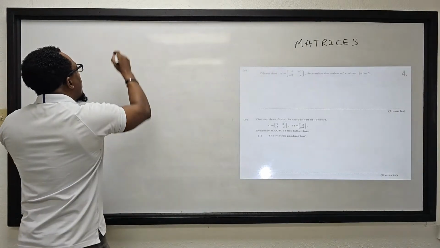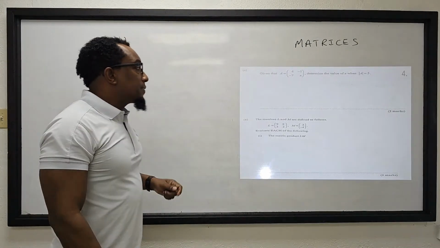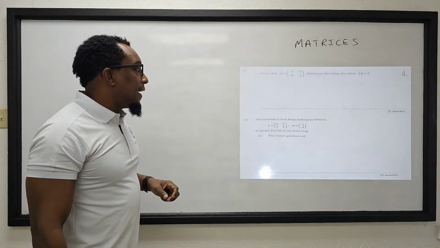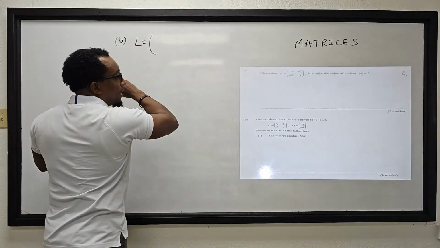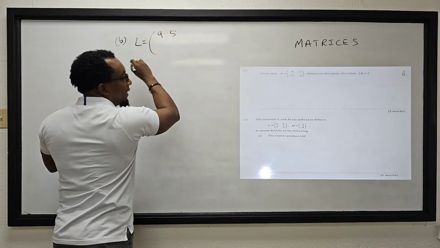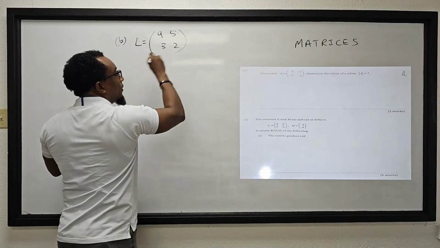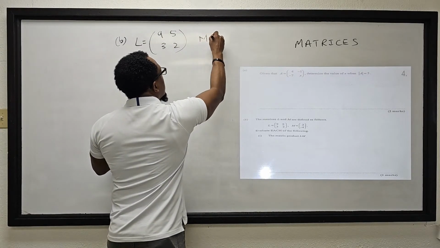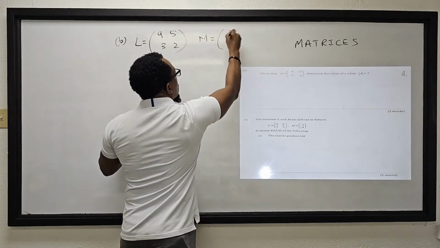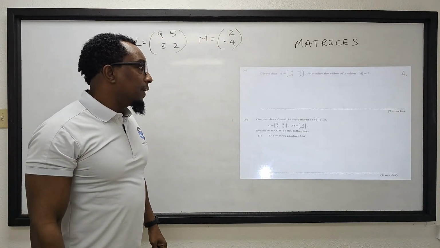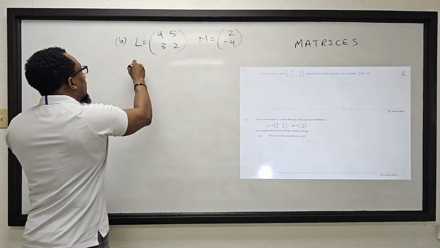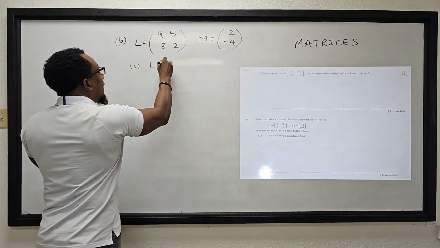Part B, matrices L and M are defined as follows. So you have L, whose elements are 9, 5, 3, 2. M, whose elements are 2, negative 4. Evaluate each of the following. 1. The matrix product LM.